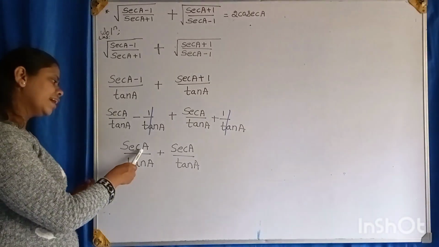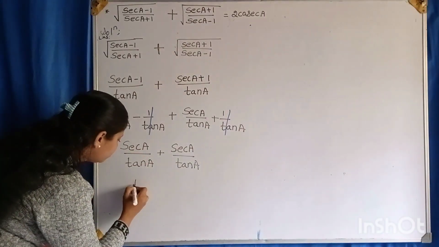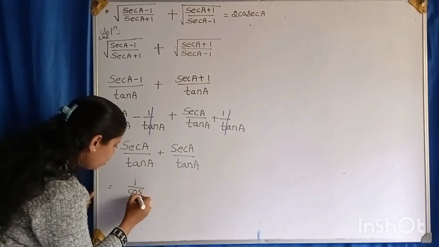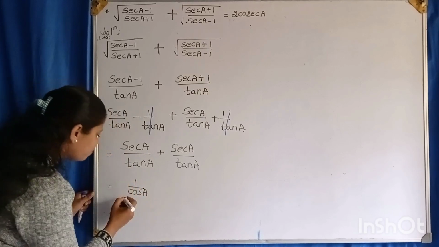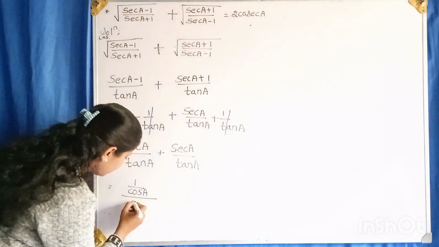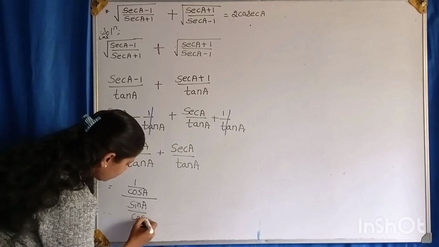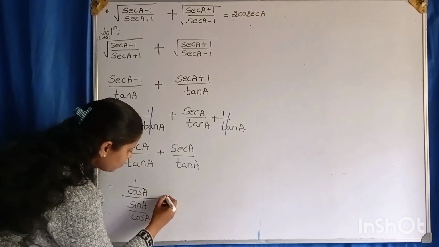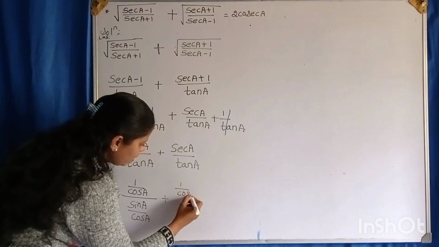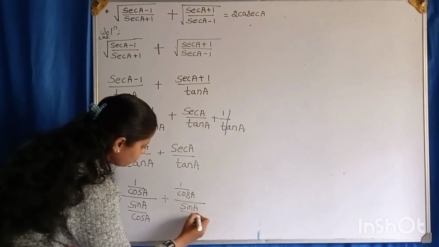And we know that secant A can be written as 1 by cos A. Secant A, I can write it as 1 by cos A divided by tan A, I can write it as sin A by cos A. Plus, again this secant A, I can write it as 1 by cos A divided by sin A by cos A.